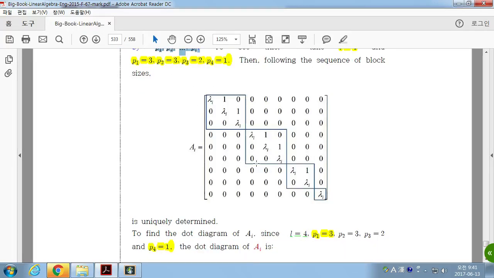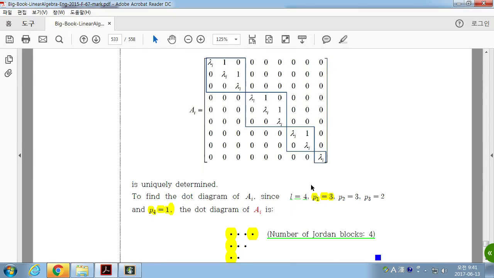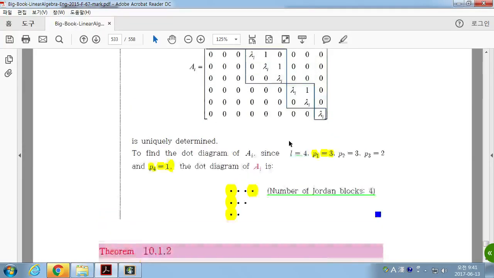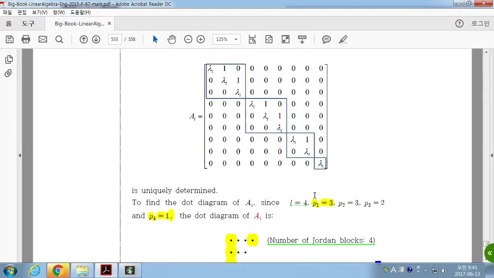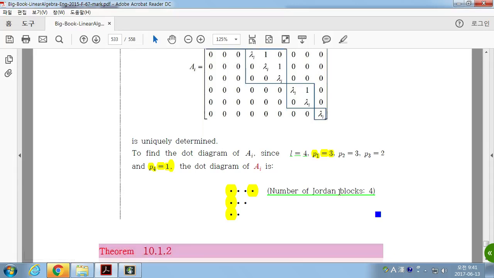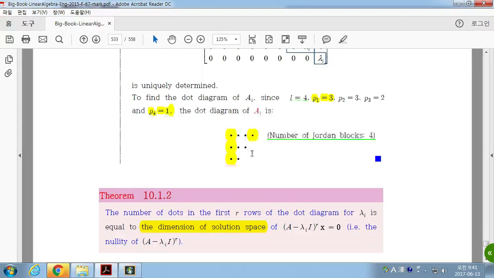So with this, the Jordan block is uniquely determined if we order those Jordan blocks in decreasing size like this. To find the dot diagram of lambda i, here in this case, L is equal to 4, and P1 is equal to 3, and P2 is equal to 3, and P3 is equal to 2, and P4 is equal to 1. So the dot diagram of this Jordan canonical form can be drawn in this way.